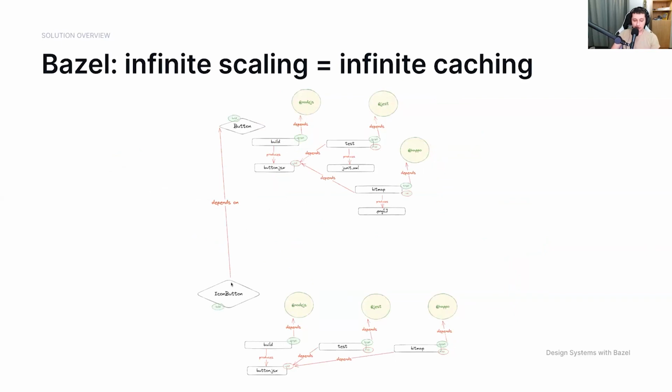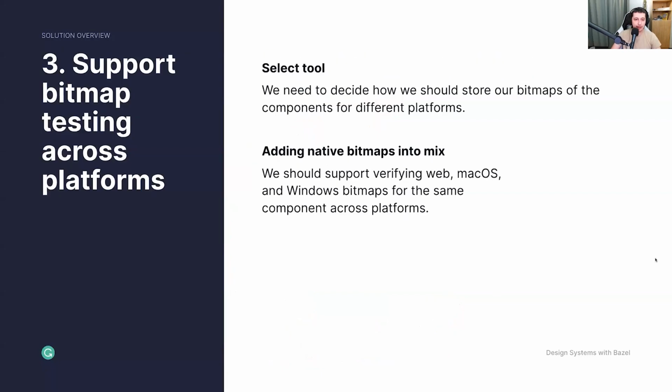Just another example. For example, we have icon button, which depends on the button. And as you can see, it is the same. These pipelines are just duplicated for each component under Bazel. So if we change icon button, for example, and we never touched button, we will only run build for icon button, test for icon button, and bitmap test for it.